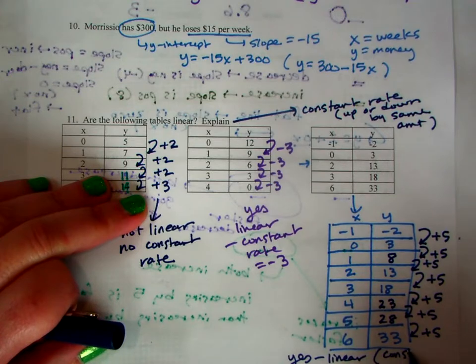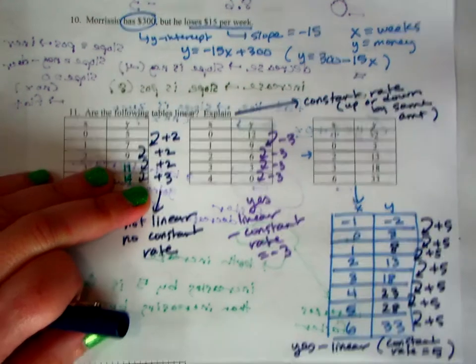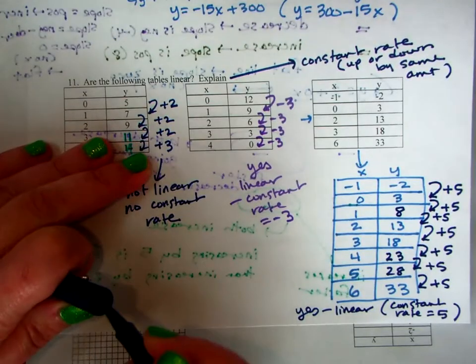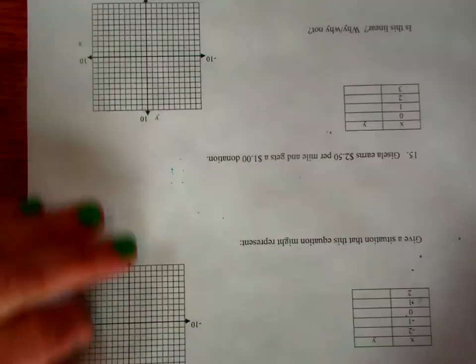The constant rate is 5. Okay. All right, so the next 2 pages involve graphing.